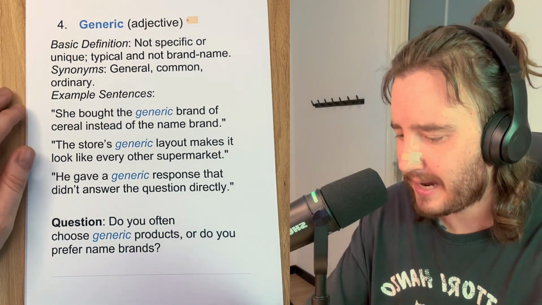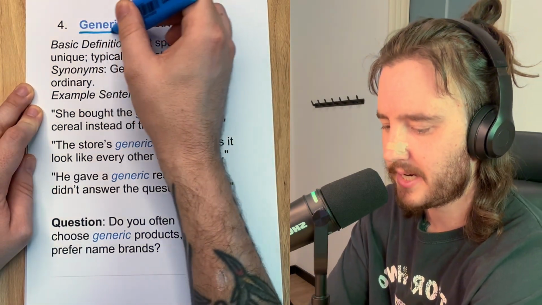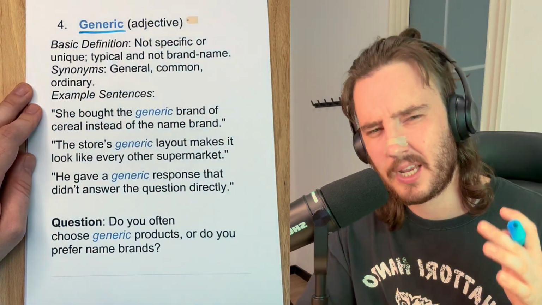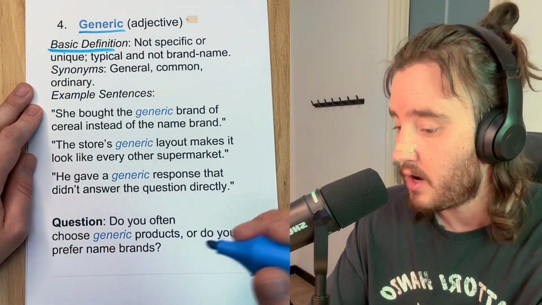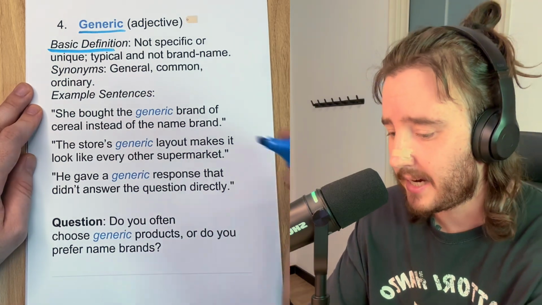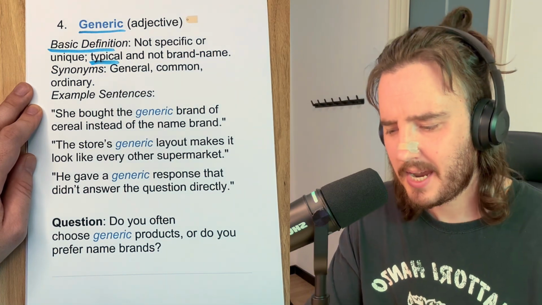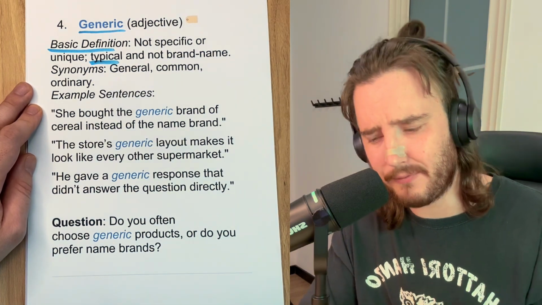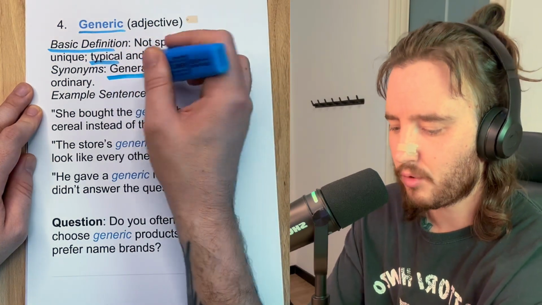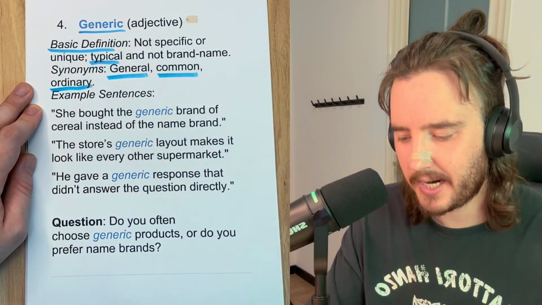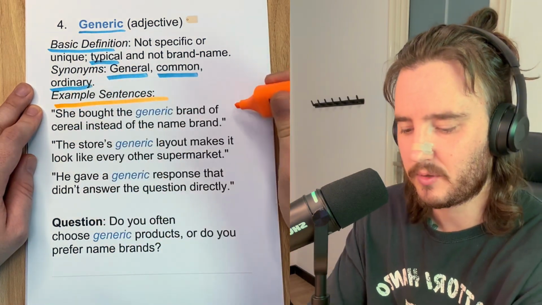Flying along here, our 4th advanced vocab word to look at and talk about is generic. Generic. What does that mean? Here's a basic definition: not specific or unique, typical, and not brand name. In other words, like a very basic version of something, something that's very common or general or ordinary. Let's take a look at some example sentences here.